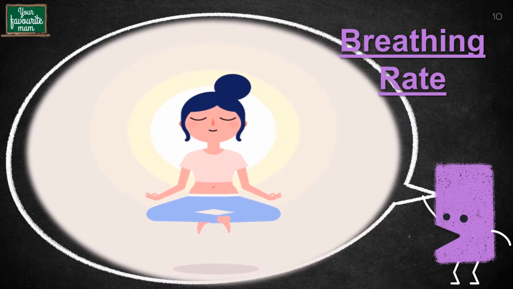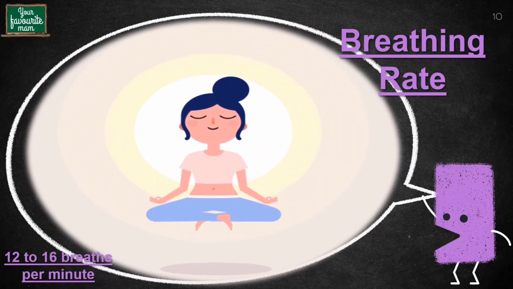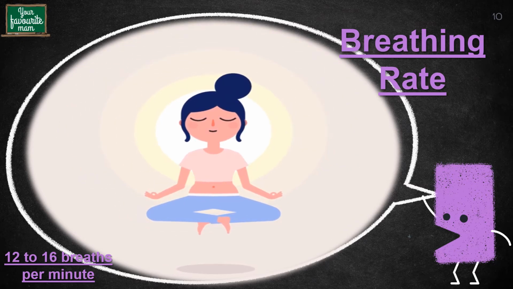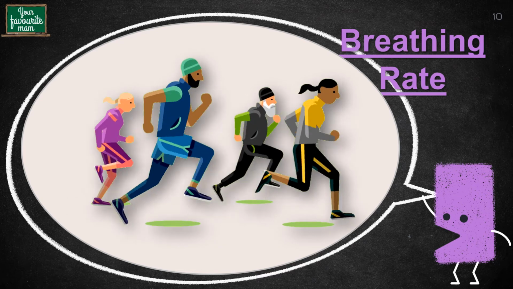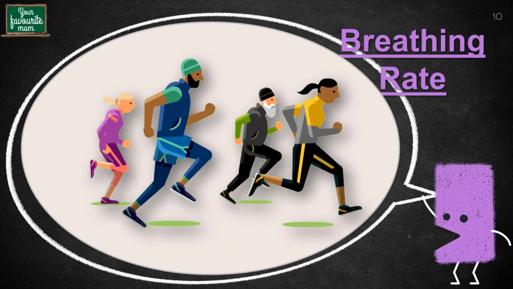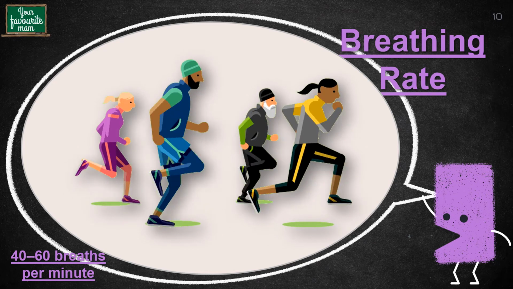Breathing rate is one of the main vital signs of the human body. It is the number of breaths taken per minute. So the normal breathing rate for adults is 12 to 16 breaths per minute. However, when you exercise and your muscles work harder, your body uses more oxygen and produces more carbon dioxide. To cope with this extra demand, your breathing increases up to about 40 to 60 times per minute. At any point, you can get an idea of your heartbeat also by multiplying your breathing rate by 4.